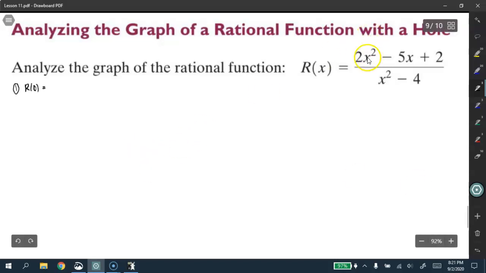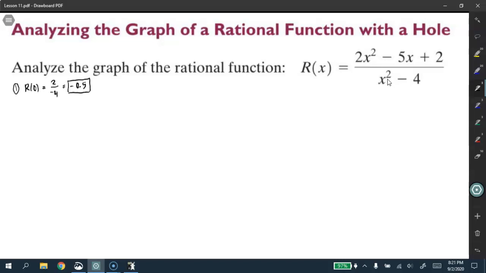Notice that if you plug in a 0 here, it becomes 0. The 5x becomes 0, so you're left over with 2. And in the denominator, you're left over with -4 because the x squared becomes 0 as well. So 2 divided by -4 is what we're talking about here, and that is equal to -1/2, or basically -0.5. And there we are. We've got our first one.